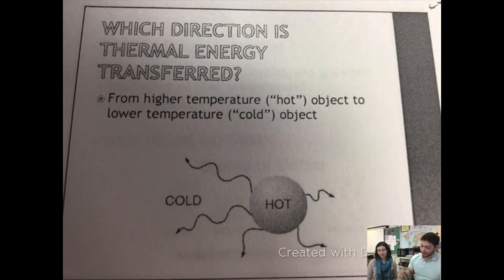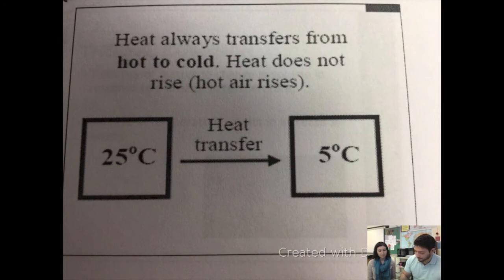So which direction is thermal energy usually transferred? From the hot object to the cold object. We have a picture here representing that. You have your hot object here, and it's flowing outwards to the cold objects. Again, it's the same thing. Heat always transfers from hot to cold, and heat does not rise. We have that common term where hot air rises. Well, it's not the heat itself. The heat is trapped within the air, which makes the air rise, but it's not heat itself that rises.